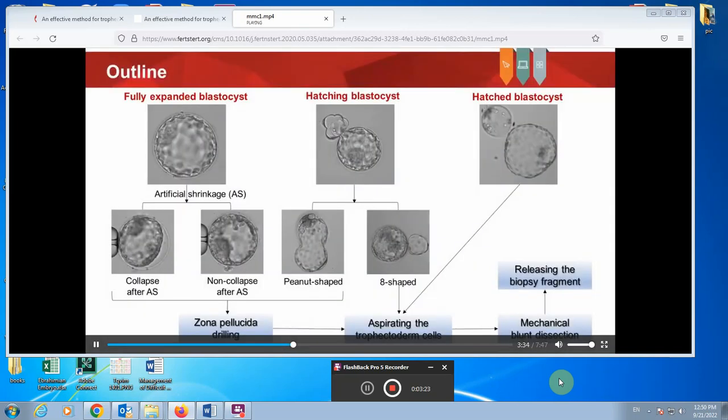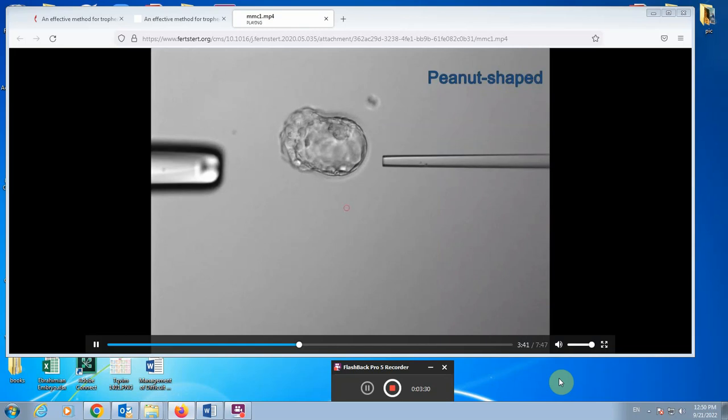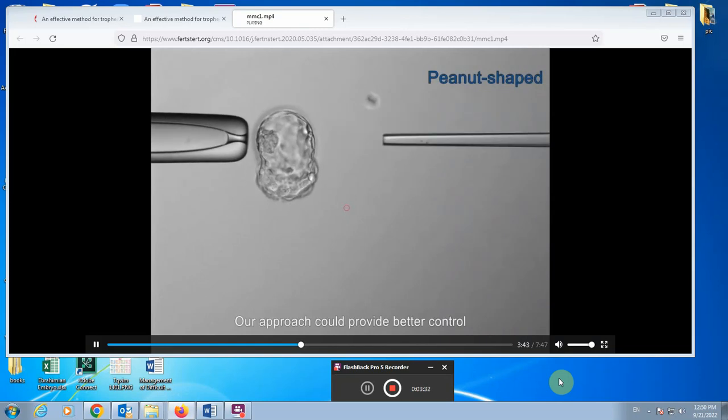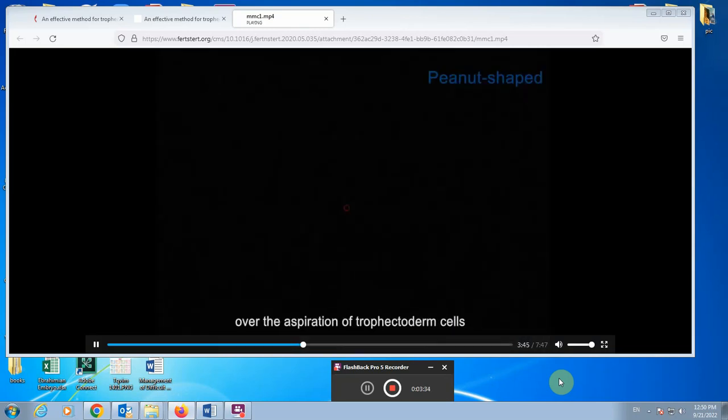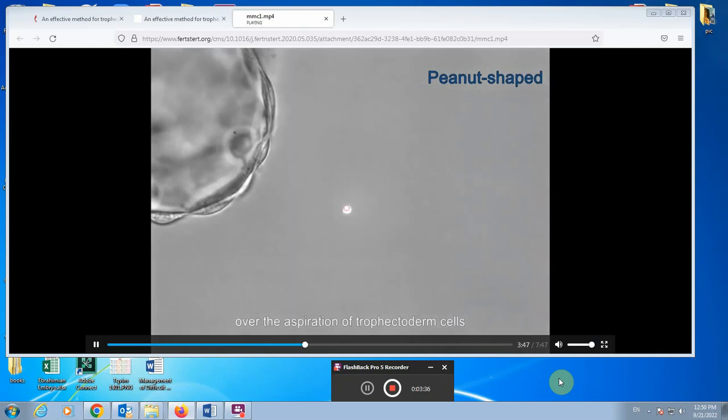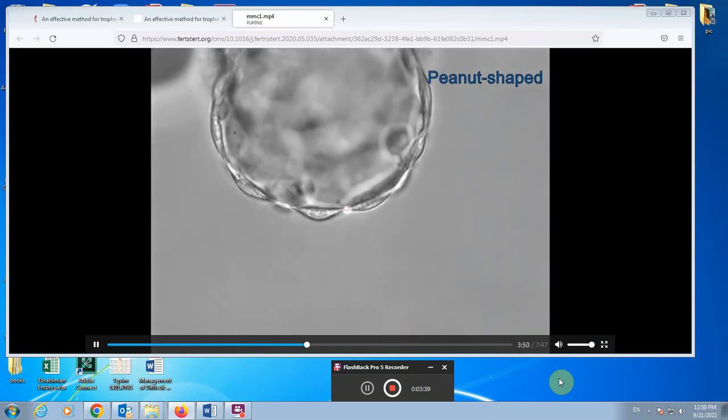For peanut-shaped hatching blastocysts, part of the blastocyst is herniated through the zona pellucida. Our approach could provide better control over the aspiration of Trophoectoderm cells into the biopsy pipette.